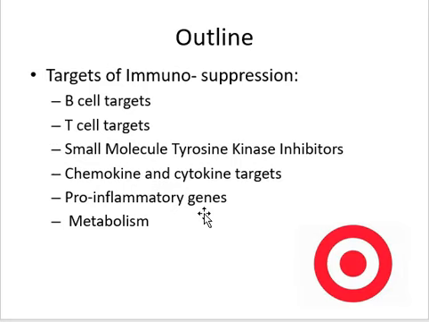Okay, so to outline what I've done is I stole the target emblem, and so our targets of immunosuppression are going to be these introductory slides, so you can follow along. What I've divided it into are based on cell type, and I think that's probably the easiest. Drugs that target B cells, drugs that target T cells, drugs that are small molecule tyrosine kinase inhibitors, so they target a specific receptor on a whole host of host cells, chemokine and cytokine targets, okay, pro-inflammatory gene targets, and then drugs that alter metabolism, okay.